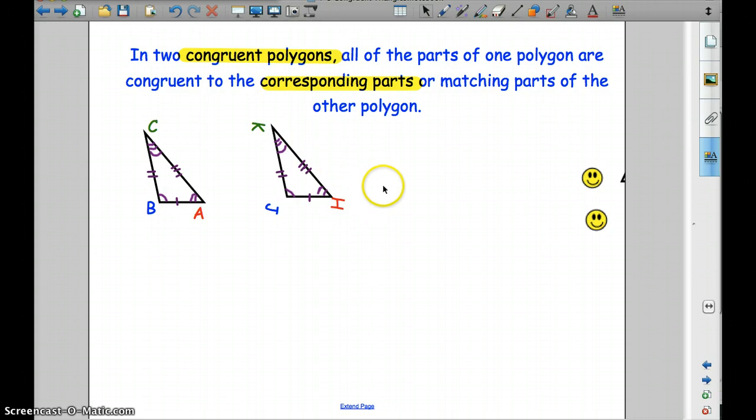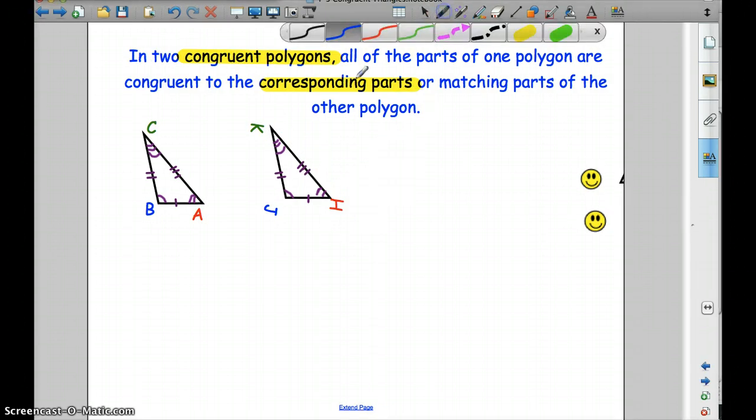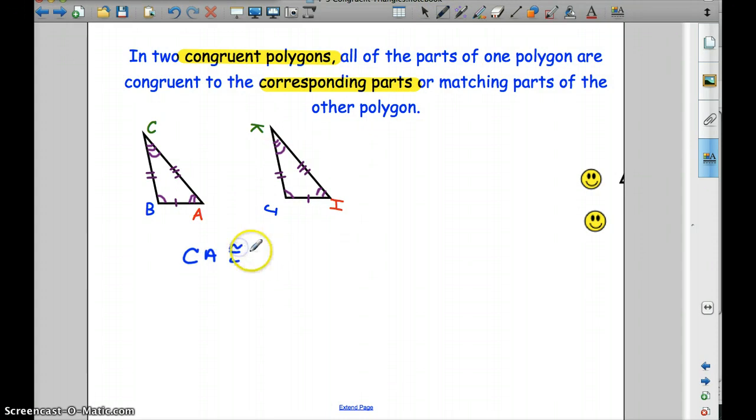Now notice I said CA is congruent to KH. C and K are congruent to one another, and A and H are congruent to one another. Order does matter. All right. I put the C first, therefore I'm going to put the K first. I put the A second, therefore I put the H second.